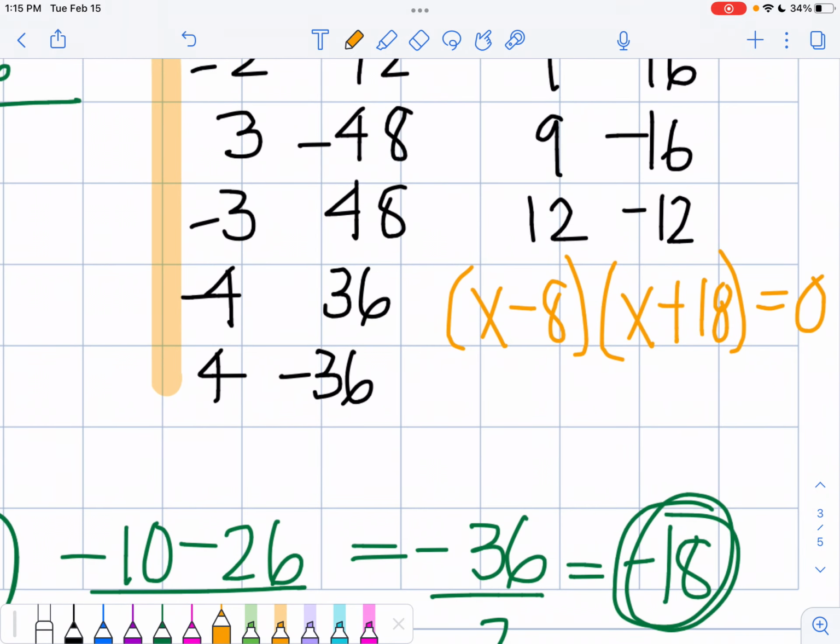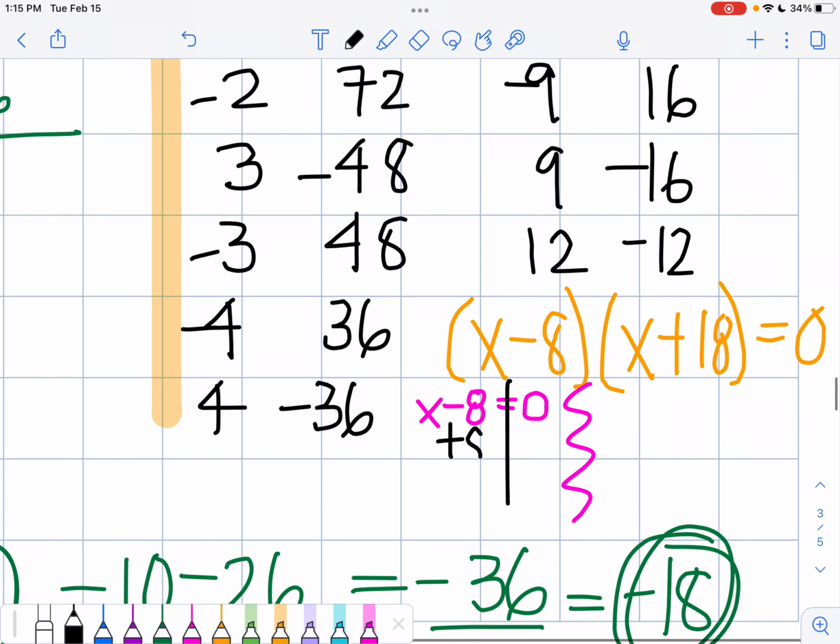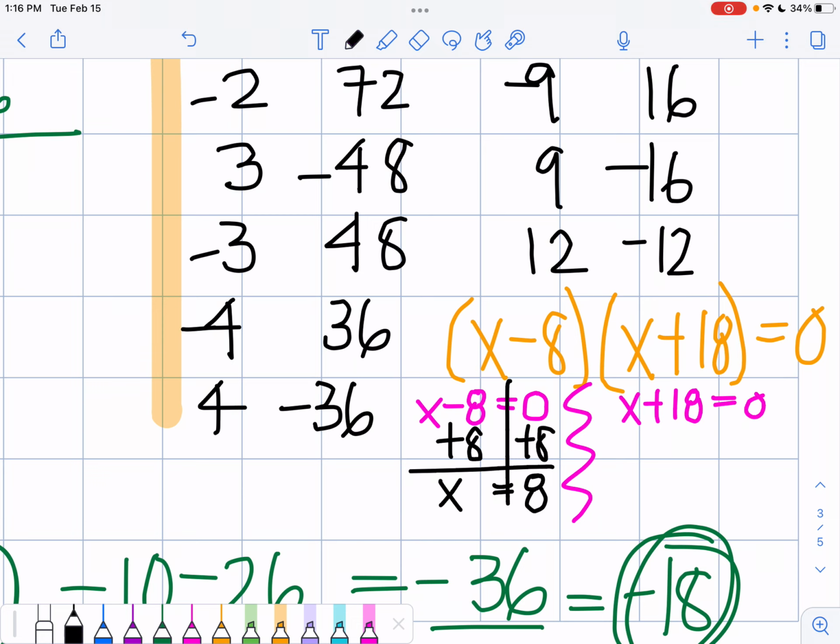Now you have to take each group. I'm going to zoom this in because I'm going to run out of space otherwise. You have to take each group and set it equal to 0. So x minus 8 equals 0. Solve. I'm going to add 8 to both sides, so I get x is equal to 8. And then over here, x plus 18 is equal to 0. Solve. Subtract 18 from both sides.